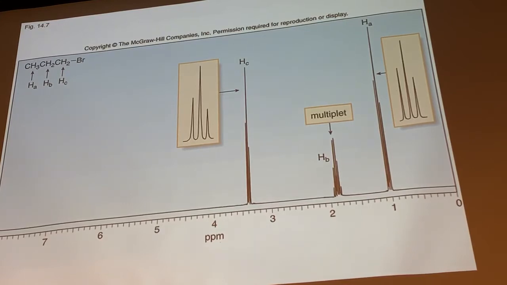So HB has 2 different sets of neighbors. It has 3 hydrogens in the methyl group of HA and 2 hydrogens in the methyl group of HC. And the coupling constants, or the J values, do not have to be equivalent when you have different types of neighbors. And that can give you a more complicated pattern.